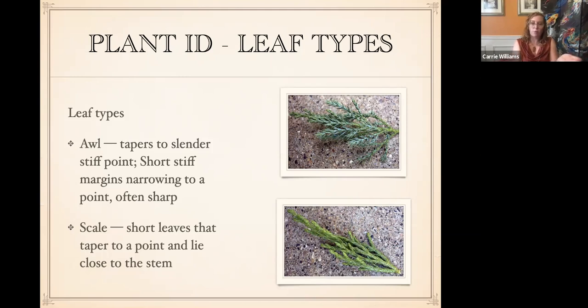Once again, juniper will have this. You can see it there on the bottom. Scales tend to be a little softer. Awls are kind of sticking out and away from the stem, and they're pointed. Scales taper in close. So arborvitae will have a scale type leaf.